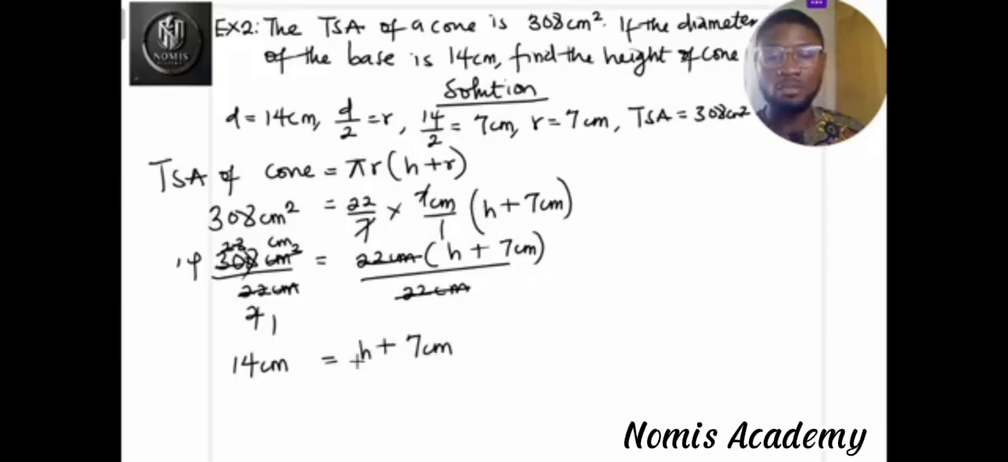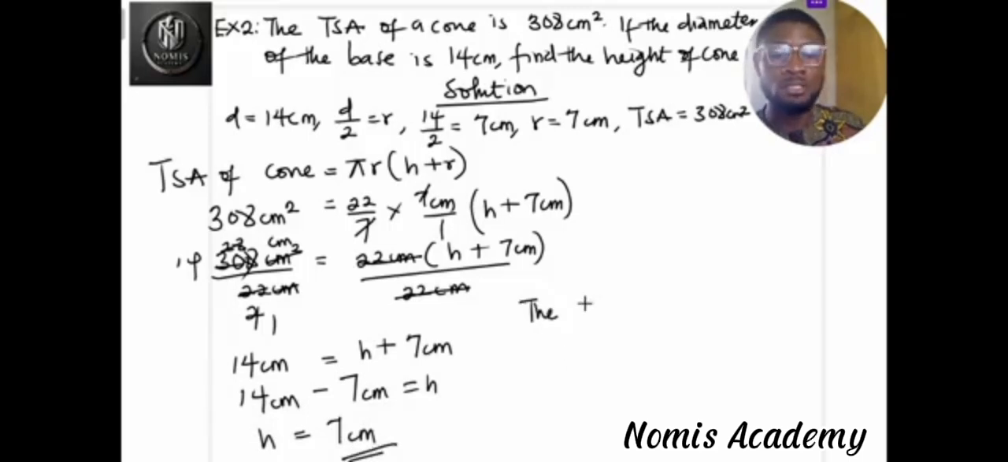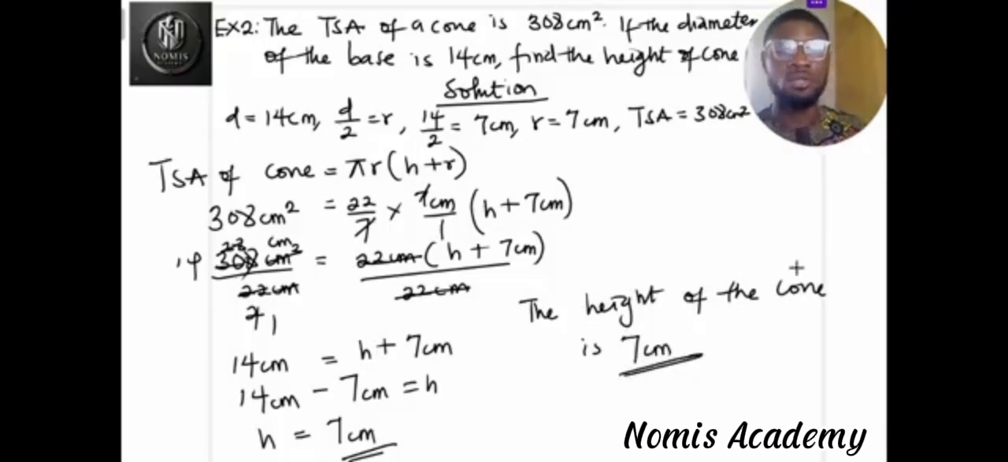So collect like terms, I will make h the subject of the formula. So 14 centimeter minus, because when plus 7 centimeter goes to the other side it becomes minus 7 centimeter, is equal to h. So now my h is equal to 14 centimeter minus 7 centimeter, which is 7 centimeter. So the height of the cone is 7 centimeter. That's the final answer to that question.